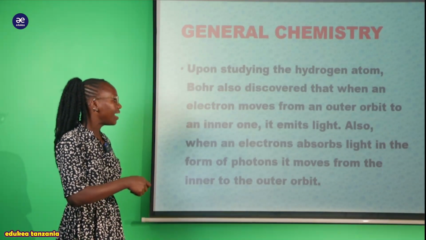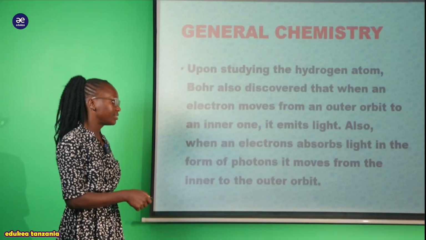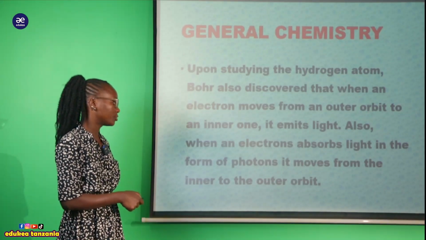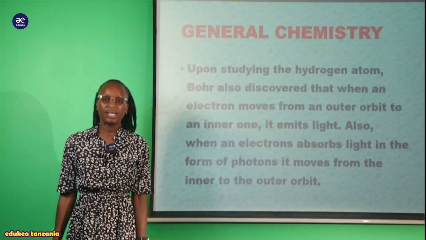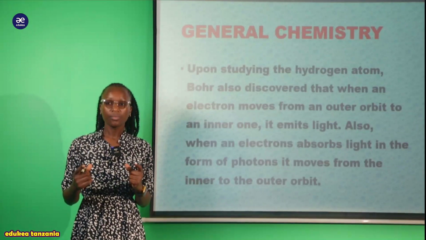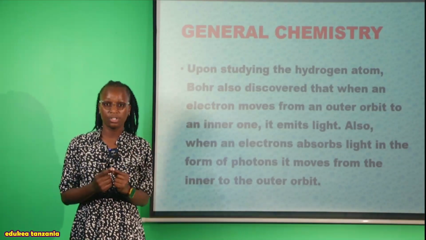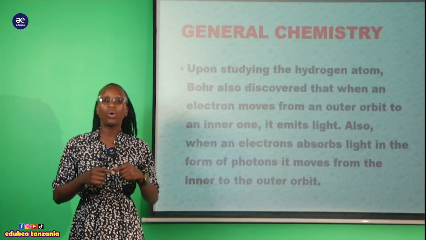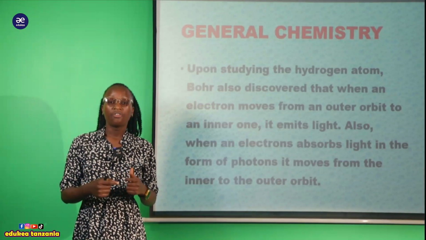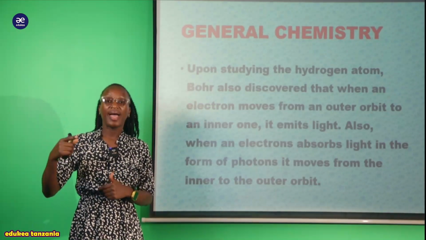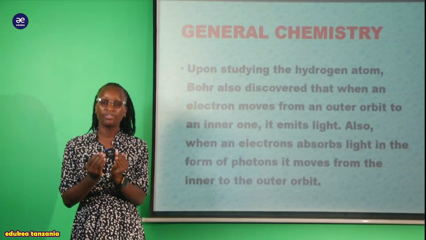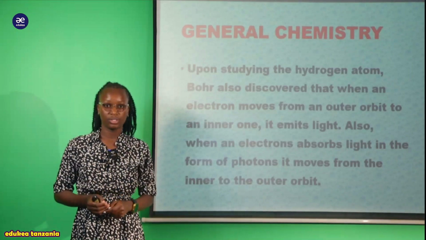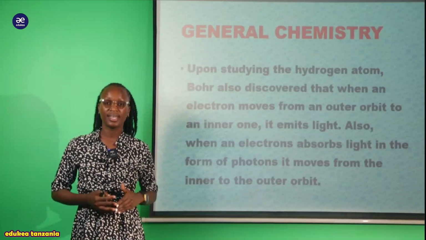Also, when an electron absorbs light in the form of photons, it moves from the inner to the outer orbit. Sasa pale ambapo anafanya absorption of energy, mean that atakuwa anamove from inner to outer. Na hii absorption of light, the kind of light here is made up of photons. What are photons? Tutakuja kuona zaidi.